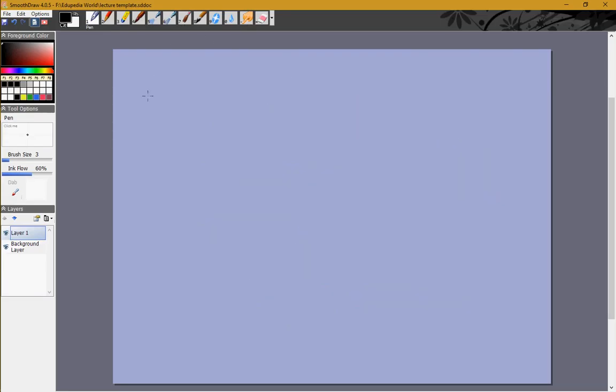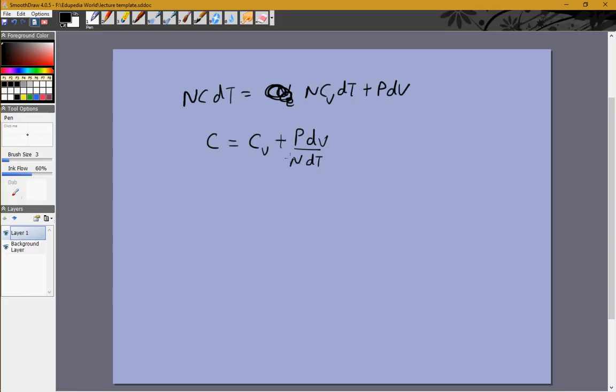In the next problem, we are given that the molar heat capacity C is constant. So we know n C dT, which is dQ, is equal to n Cv dT plus P dV. This is the first law of thermodynamics. This gives us C is equal to Cv plus P dV by n dT. Right, so we need to calculate this value first.